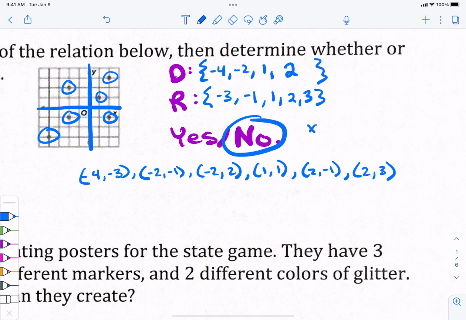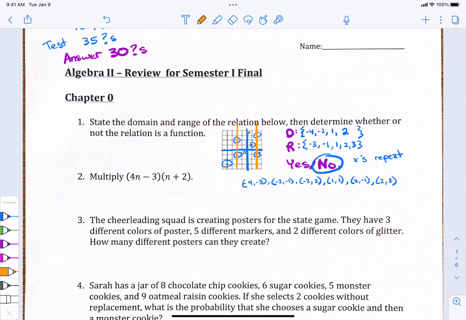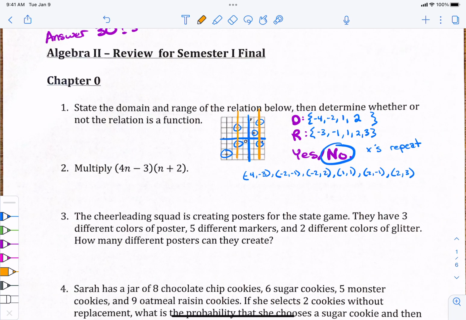Because the x's repeat. Now, if it was only the y's that were repeating, this would be a function. But the x's do repeat. Also, if you look at the graph of this, it doesn't pass the vertical line test here, and it doesn't pass the vertical line test here, because it has the same x coordinate for those. So you can say that as well. That's answering all the questions on number 1. If the y's repeat, it's no big deal. If the x's repeat, that's when it's not a function. Okay? All right.